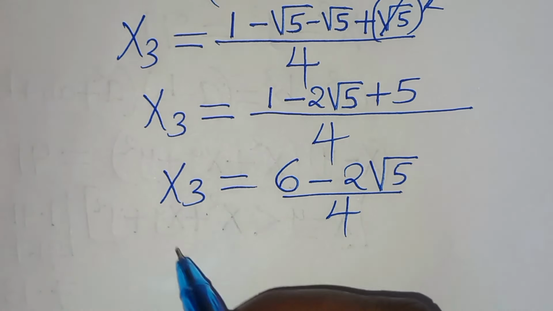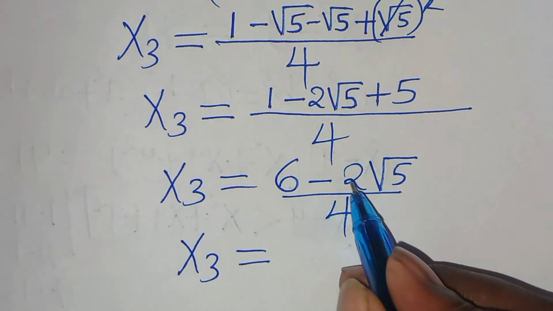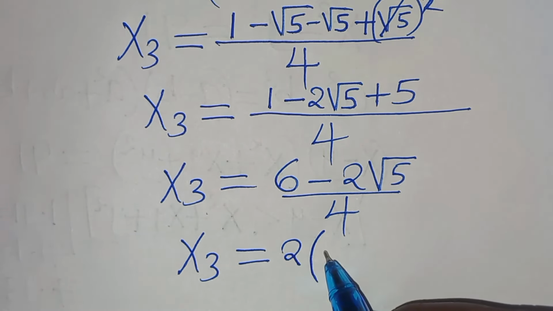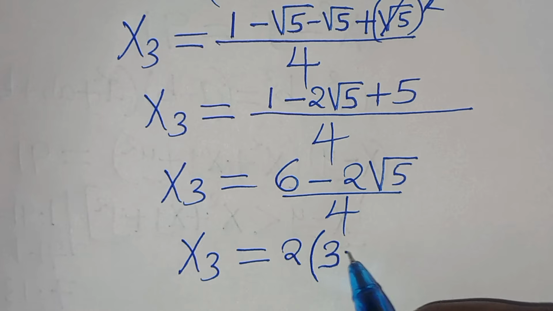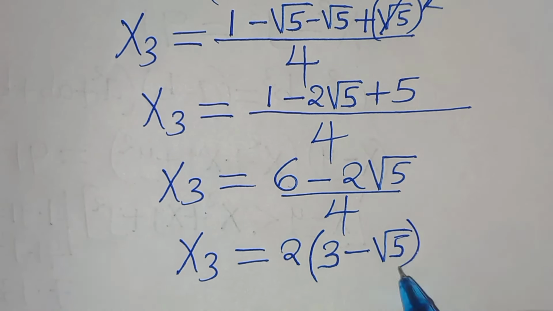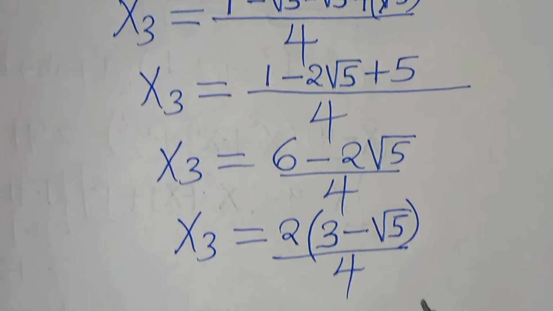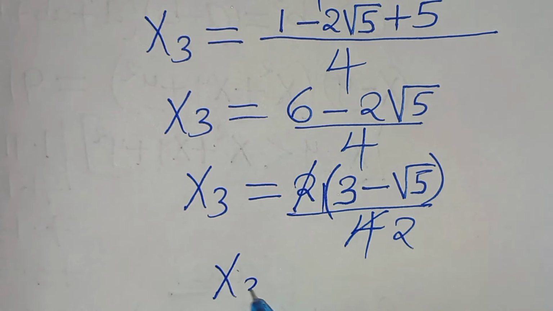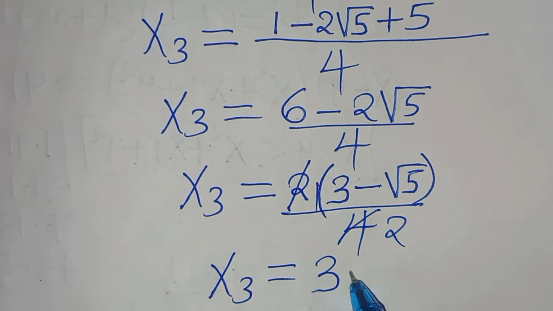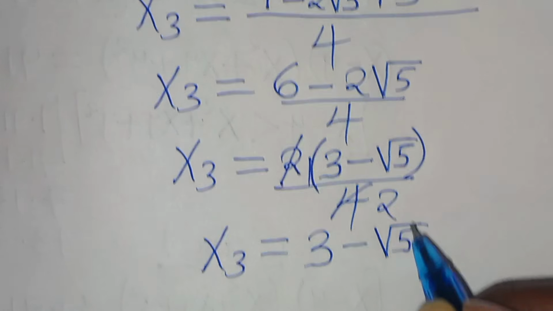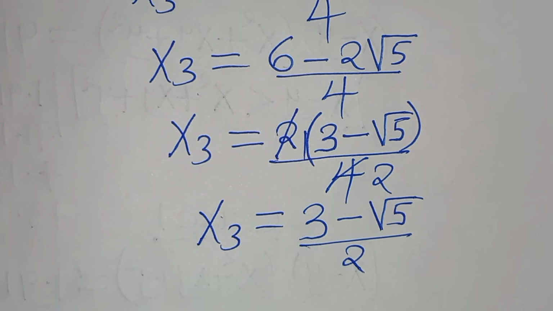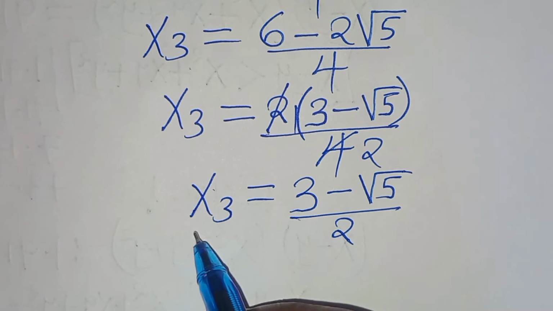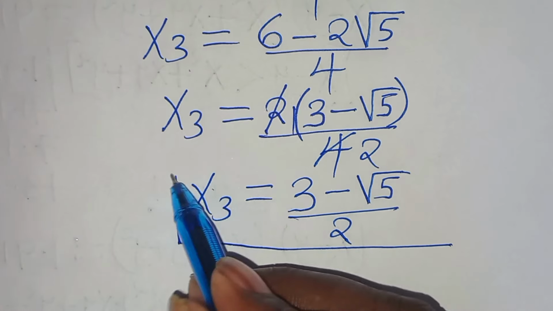And this implies that here x3 is equal to, since 2 is common here, we can factor out 2, so that now we have here, this is 3 minus square root of 5 divided by 4. So if you simplify here, this implies that x3 is equal to 3 minus square root of 5 divided by 2. And therefore from here, we have that this is the value of x3.